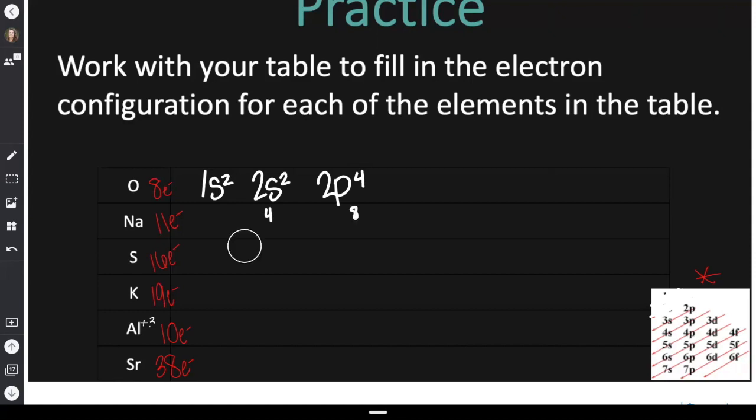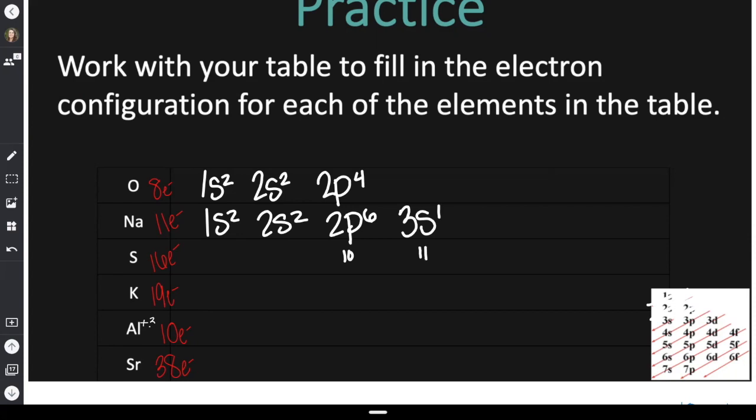All right, let's look at sodium. Again, starting at 1s2, 2s2. After 2s2 comes 2p6. Got a total of 10 so far, 2 plus 2 plus 6. And so I need to get to 11. So I have 3s. And how many are in that s? Only 1. So there's my 11.